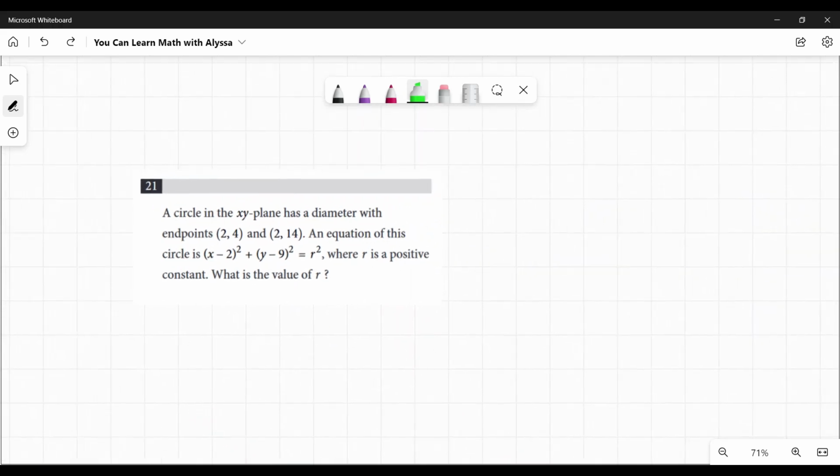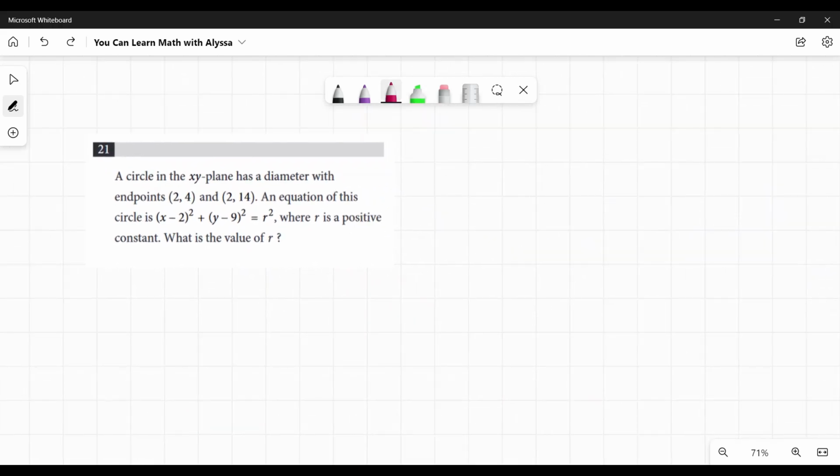No, it's just 14. Number 21, a circle in the xy plane has a diameter with endpoints 2, 4, and 2, 14. An equation of this circle is x minus 2 squared plus y minus 9 squared equals r squared, where r is a positive constant. What is the value of r? Now, the one thing that's really going to help you is just knowing that this is the standard equation of a circle.